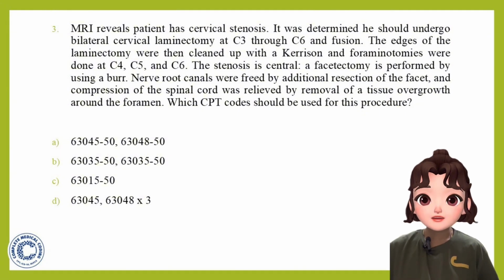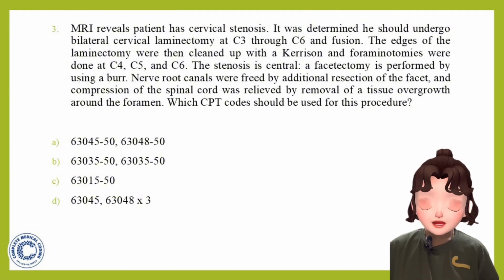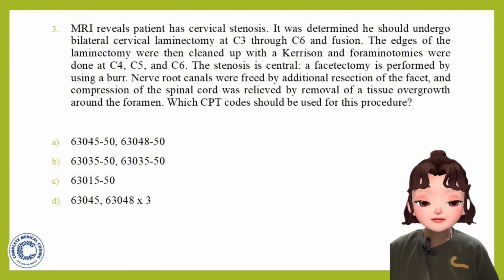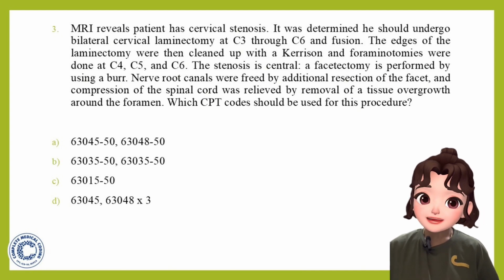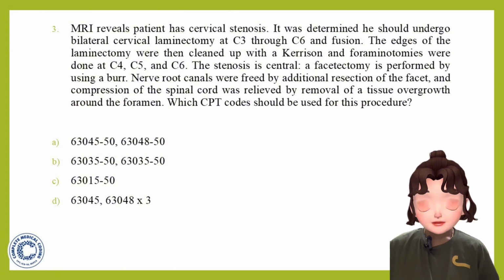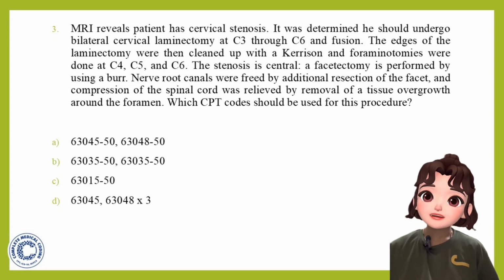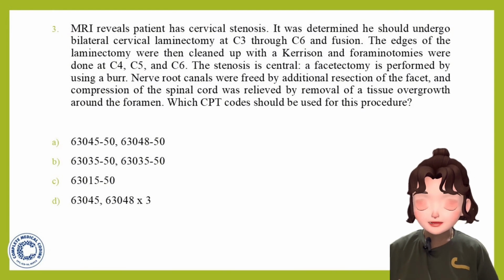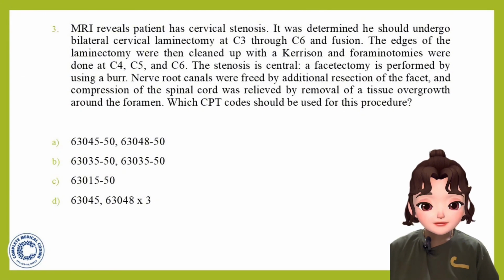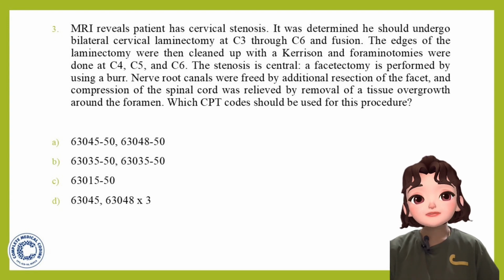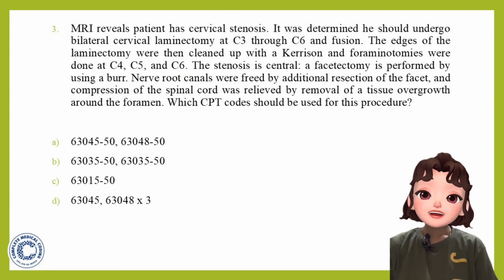So I'll read out that code for you once again. 63045 is laminectomy, facetectomy and foraminotomy. Yes, we need all these three. Either unilateral or bilateral, with decompression of spinal cord, cauda equina and nerve roots. Single vertebral segment, cervical. Yes, that code we need. And what is the second code in option D? 63048, each additional segment. What is in our question?